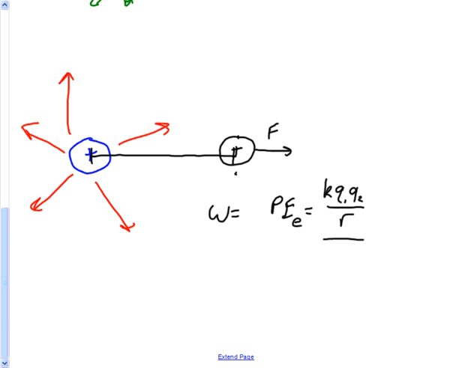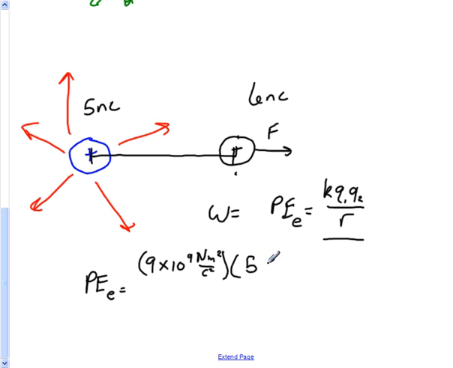So let's do a quick calculation. If I said that this is 5 nanocoulombs and this one is 6 nanocoulombs, they're both positive, then we can do this calculation. The amount of potential energy, or the amount of work that you have to do, is equal to K, which is 9 times 10 to the ninth newton meters squared per coulomb squared, multiplied by 5. Now, what is nano? Nano is times 10 to the negative ninth, and then we have 6 times 10 to the negative ninth.